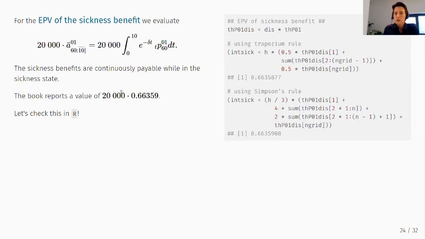The valuation of the sickness benefits is, of course, pretty similar, but now I need to work with the transition probabilities tp01. I get these along the same kind of thinking as for the valuation of the premiums. I do the element-wise multiplication of the discount factors with my transition probabilities, I use my trapezium rule or Simpson rule, and I find the following value. Here on the left, I show the value that was reported in the book. So that's also correct. We can reproduce this result.